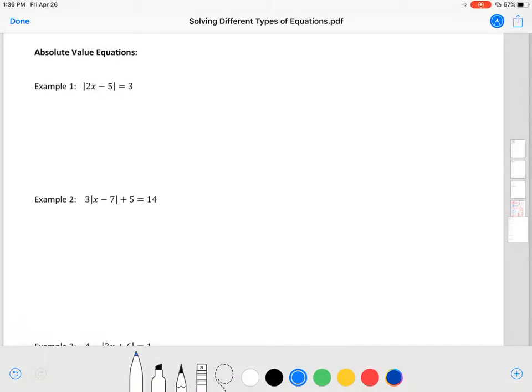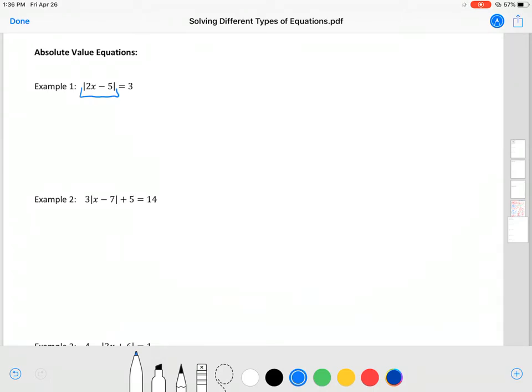Okay, in this video, we are going to learn how to solve equations with absolute value. So when we have an equation with an absolute value, the very first thing you want to do is isolate the absolute value. So in example 1, the absolute value is already isolated.